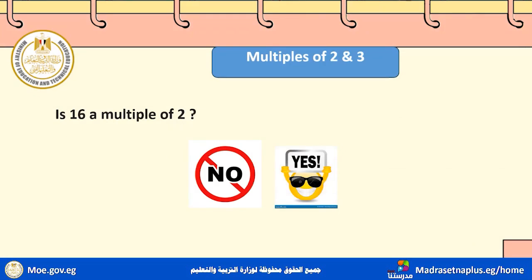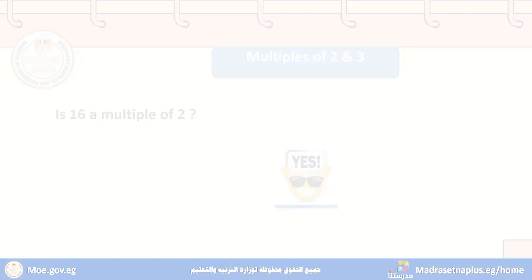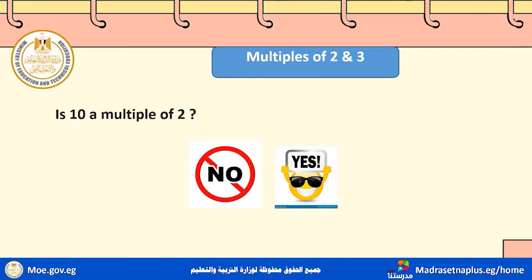Try to answer these simple questions. Is 16 a multiple of 2? You have two choices: yes or no. Is 16 a multiple of 2? Your guess. Yes, 16 is a multiple of 2. Another question. Is 10 a multiple of 2? Your choice, yes or no? Yes. Let's get the right answer. Yeah, 10 is a multiple of 2.